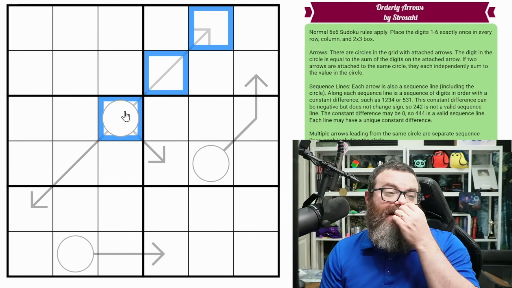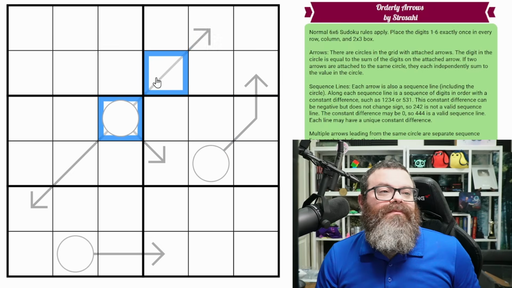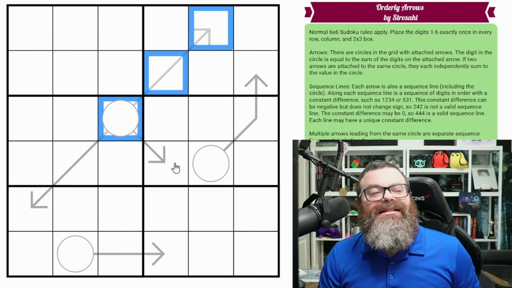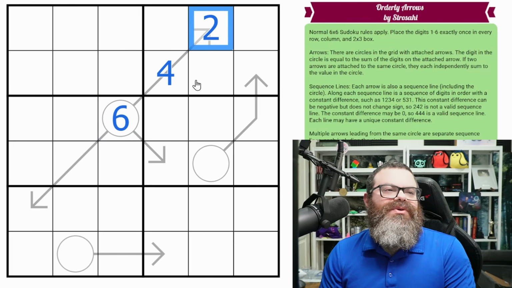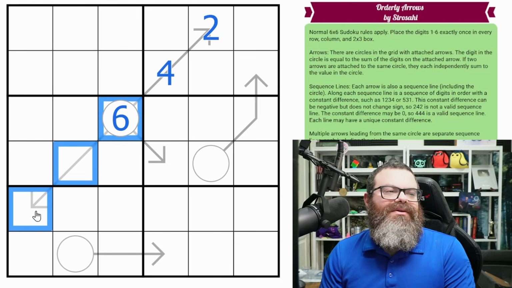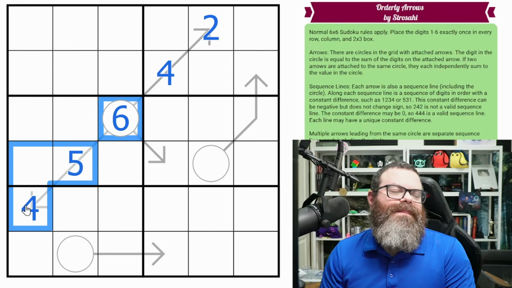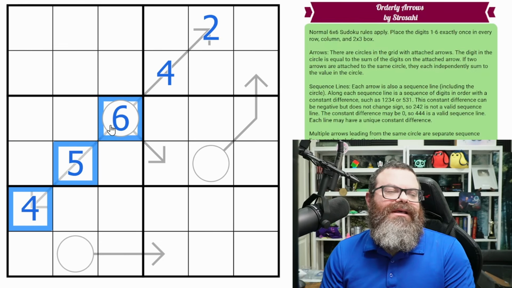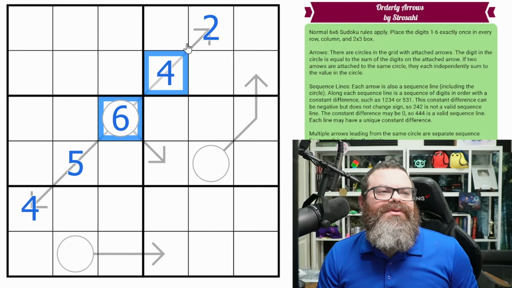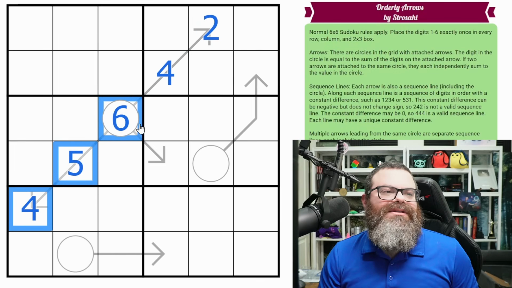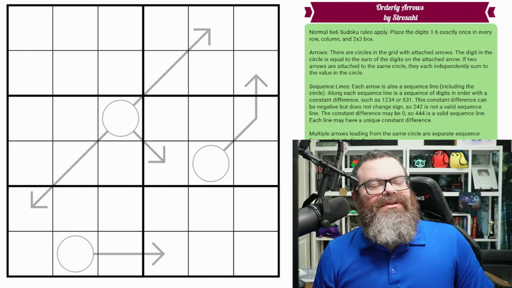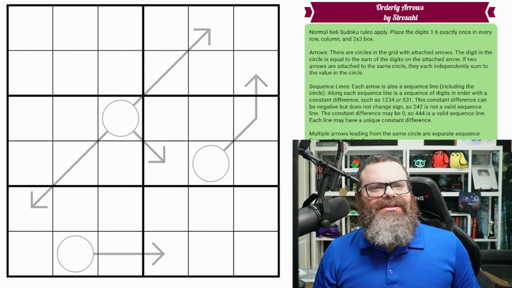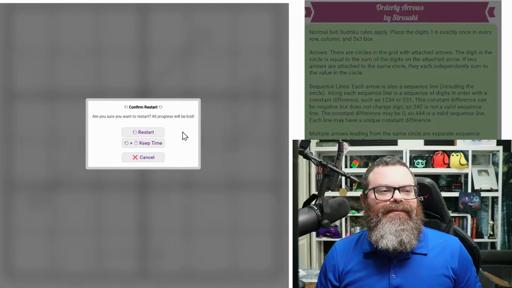And just like the arrows, treat these as individual sequences. So this is a sequence like 6, 4, 2. And then this is a sequence also like, well, sorry, 6, 5, 4 would be another sequence. So they're separate clues, right? This is a sequence line, this is a sequence line, this is a sequence line. All right, anyway, that's it. Those are the rules. There's a link in the description if you'd like to try the puzzle yourself. And I'm going to get started right now.